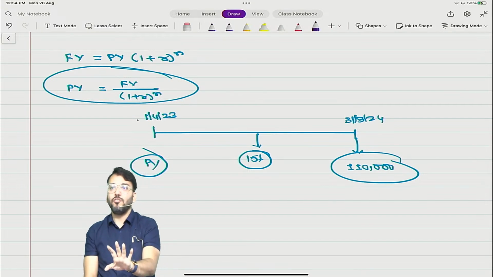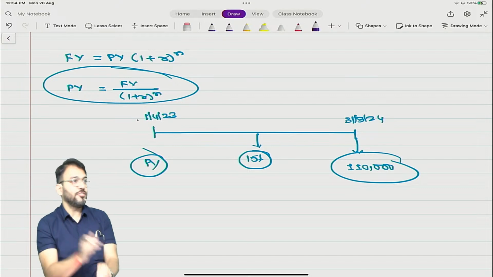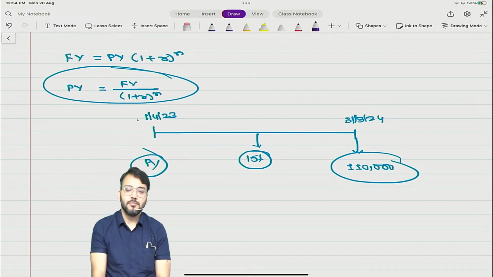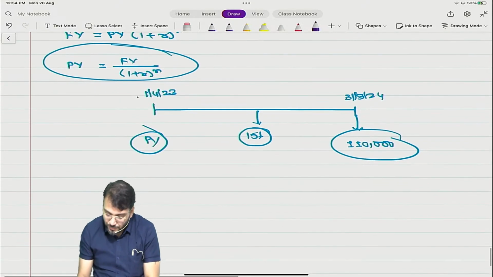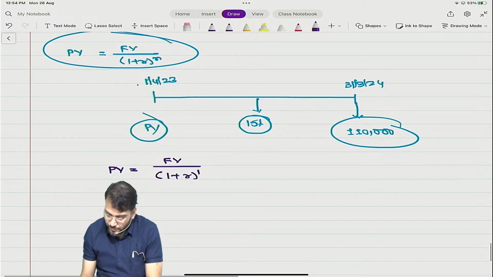Today I am teaching present value. My topic was present value only, because this will be used in many chapters. So what formula have you used? Present value is equal to future value divided by 1 plus r to the power n.